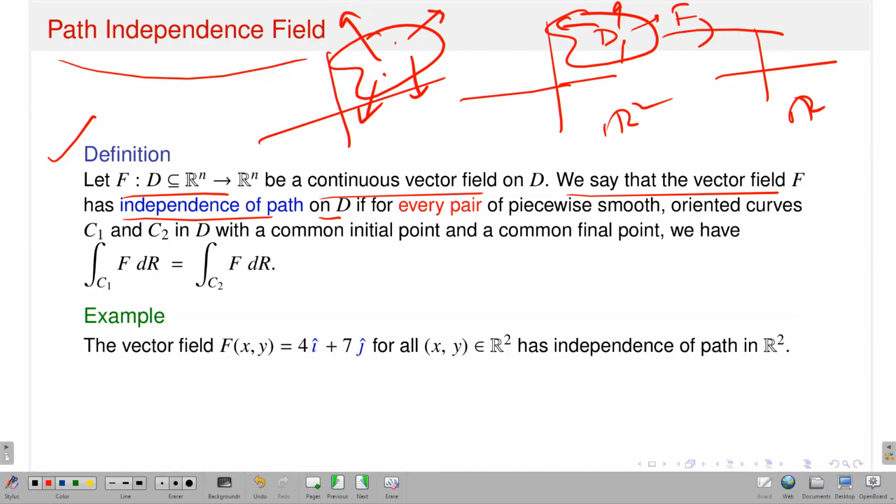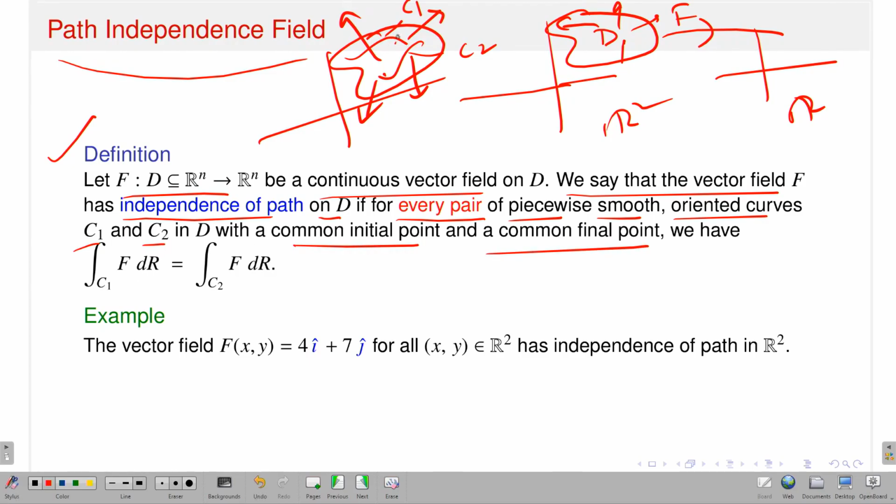What it says is that if I have a vector field and suppose it is a nice vector field, that means a C1 vector field, continuously differentiable, a very nice vector field. I will say that if every pair of piecewise smooth oriented curves C1 and C2 in the domain D, so I am taking two curves, both of them piecewise smooth oriented curves. For example, one curve is this one, say C1, and another curve is this one, let it be C2. But there is a catch. What is the catch? C1, C2 with a common initial point and common final point.